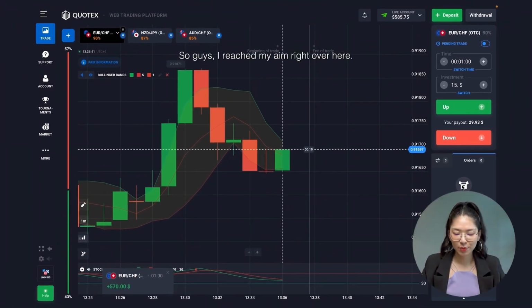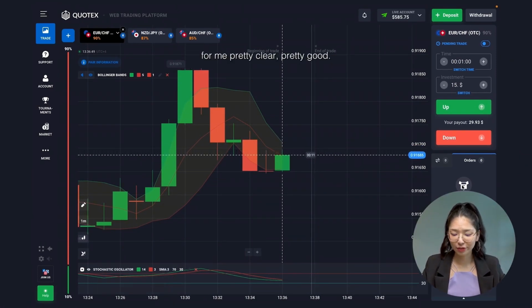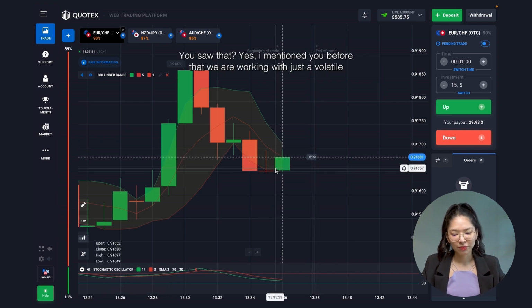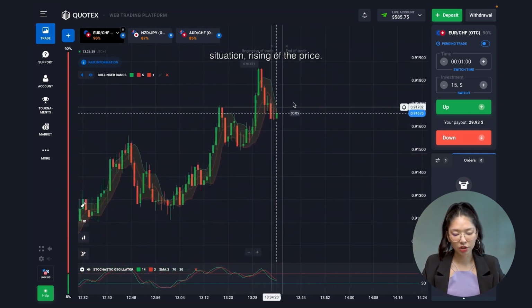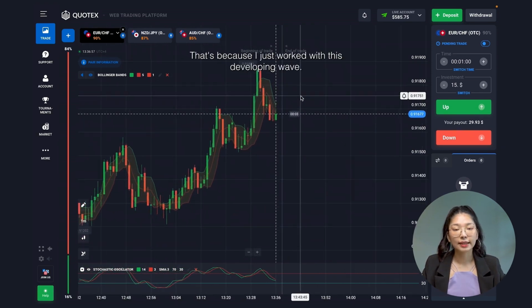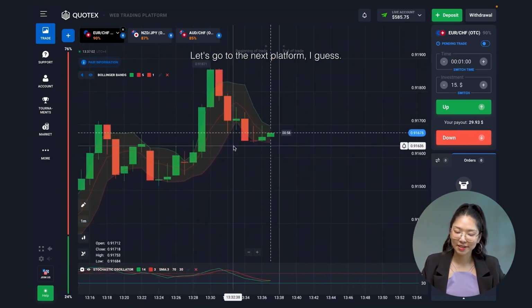So guys, I reached my area over here, and you see that the combination of Bollinger Bands and stochastic oscillators worked for me pretty clear, pretty good. So you saw that? Yeah, I mentioned before that we're working with just a volatile situation, a rising of the price. That's because I just work with this developing wave. So guys, let's go to the next platform, I guess.